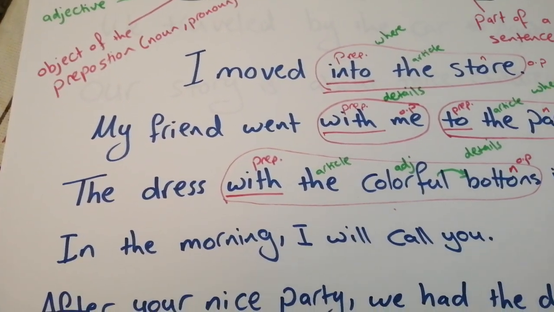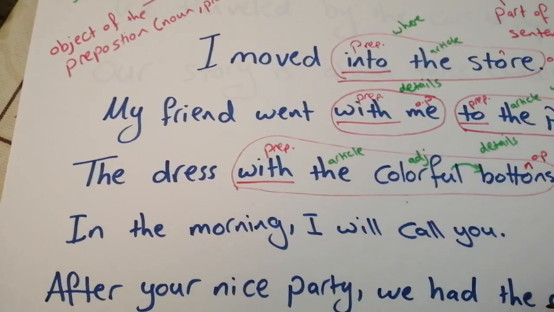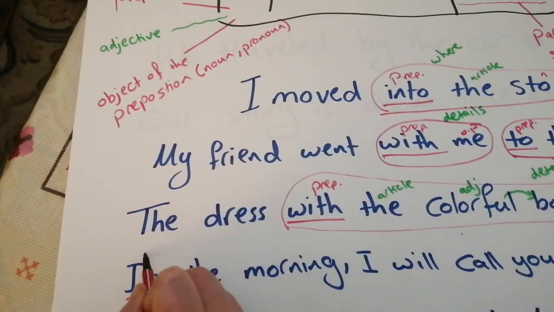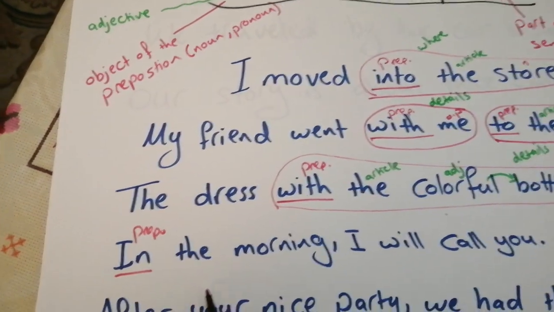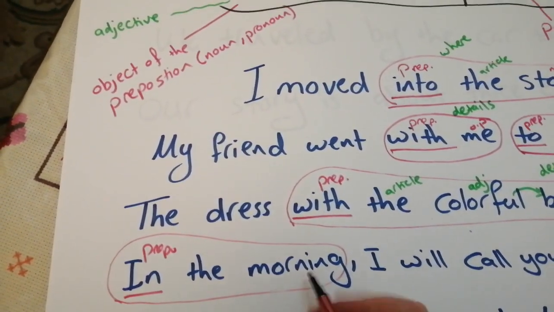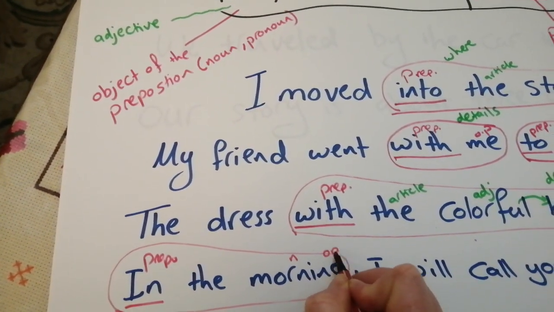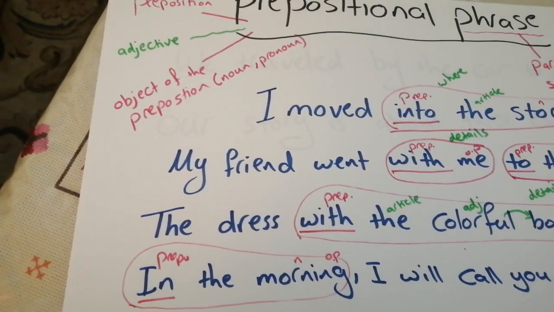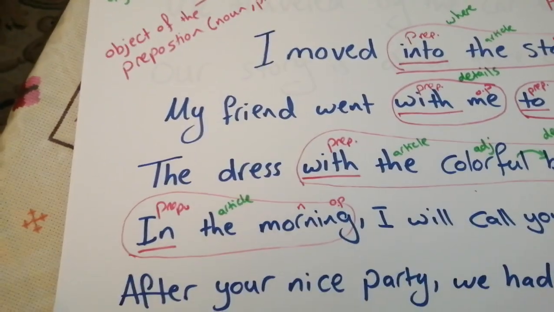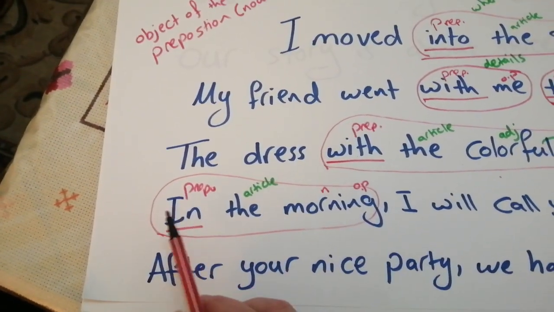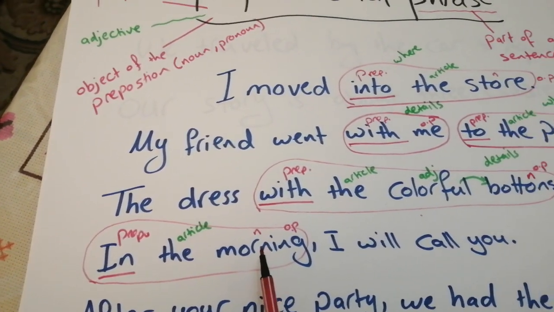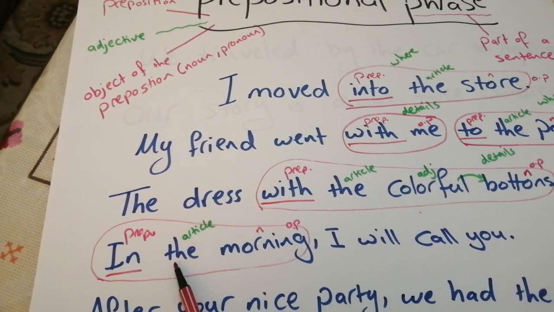Okay, now let's look at the next sentence. In the morning I will call you. Okay, where are the preposition and the prepositional phrase in this sentence? In is the preposition. In the morning is the prepositional phrase. Morning is a noun and it is the object of the preposition. The, of course, here is an article, which is a kind of adjective. So in the morning is the prepositional phrase. It starts with the preposition in and it ends with the object of the preposition morning, a noun. Between them we have the article the.